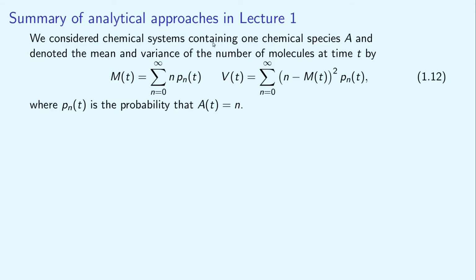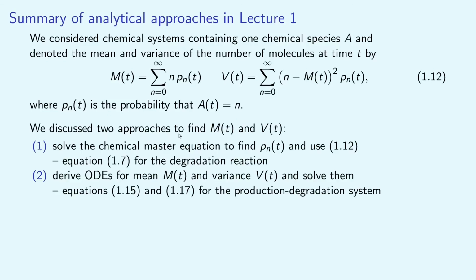We considered chemical systems containing one chemical species A, and we denoted the mean and variance of the number of molecules at time t by these formulas, where p(n,t) is the probability that A(t) is equal to n, that is, that there are n molecules of A at time t in the system. We discussed two approaches to find M(t) and V(t). In the first one, we first solved the chemical master equation to find p(n,t), and then used formula 112 to find mean and variance. This was the approach which we used for the degradation reaction.